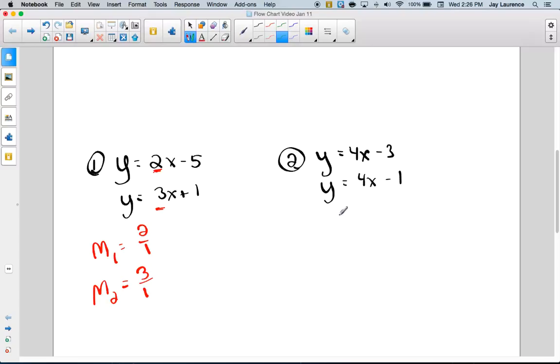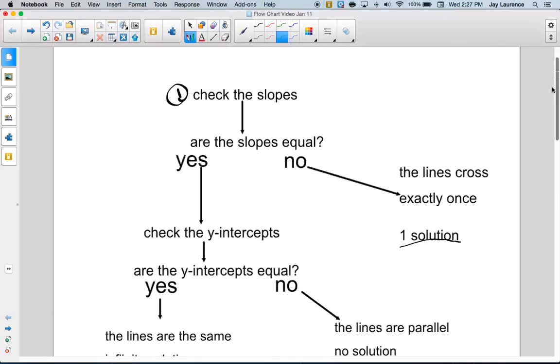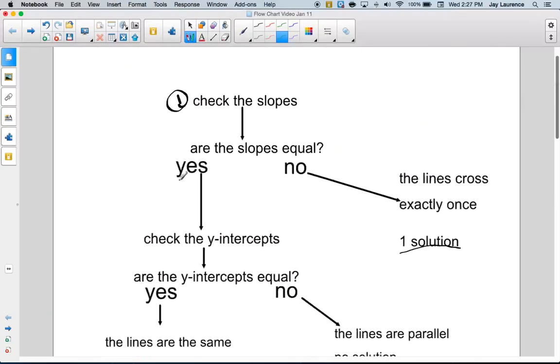Yay, they're both in slope-intercept form again. So I'm going to find the first slope, and that's going to be 4, or 4 over 1. Sorry, that's supposed to be an equal sign. I'll find the second slope, and that's going to be 4 over 1. Okay, so this is a different situation. Let's go up to my flow chart. And it says, are the slopes equal? Yes, they are. Check the y-intercepts.